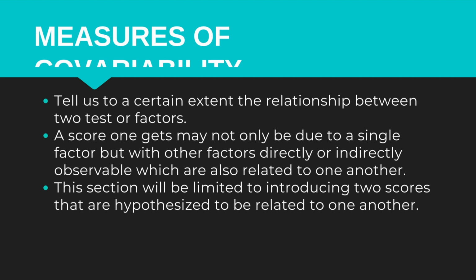My topic is all about measures of covariability. Covariability tells us, to a certain extent, the relationship between two tests or factors. A score one gets may not be due to a single factor but to other factors, directly or indirectly observable, which are also related to one another. This section will be limited to introducing two scores that are hypothesized to be related to one another.